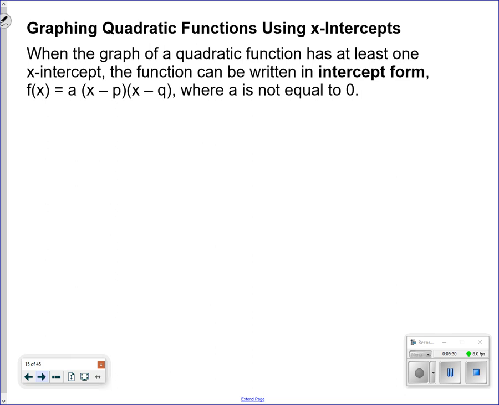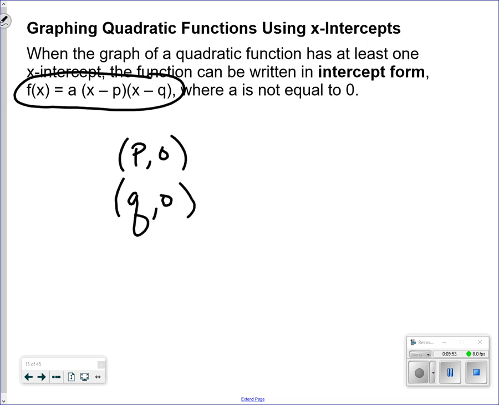The last form that we have is what's known as intercept form. When a graph of a quadratic has at least one x-intercept, the quadratic can be written in what's called intercept form. The p value and the q value in this equation are the x-intercepts. So it has an x-intercept at p, 0 and also has an x-intercept at q, 0. We'll talk about how to come up with the vertex when something is in intercept form.